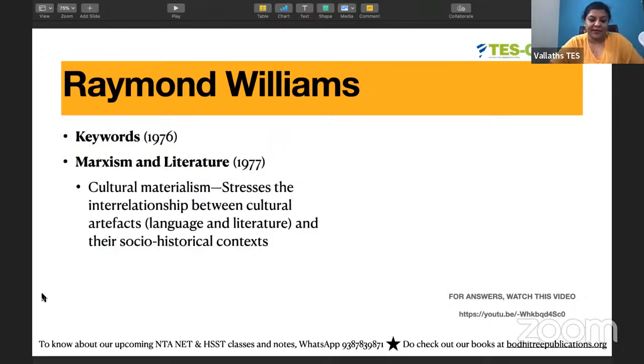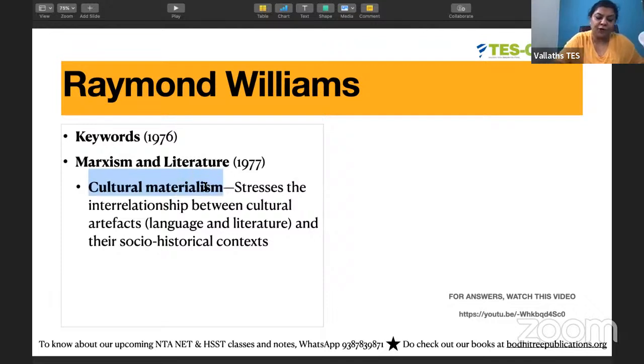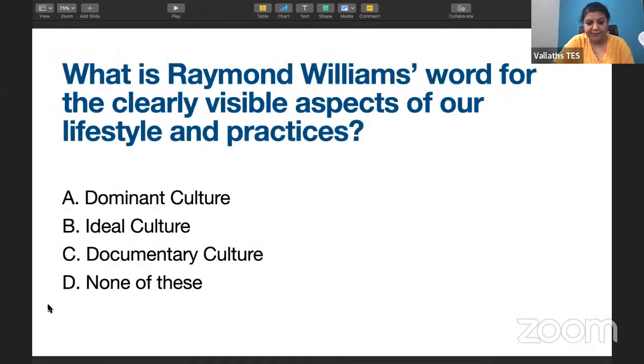Then Raymond Williams wrote Keywords, about words in cultural studies. In Marxism and Literature, he coined the term cultural materialism. Are you following me, guys? What is cultural materialism? It studies the interrelationship between culture and context.